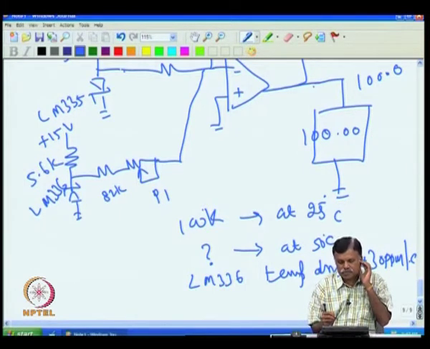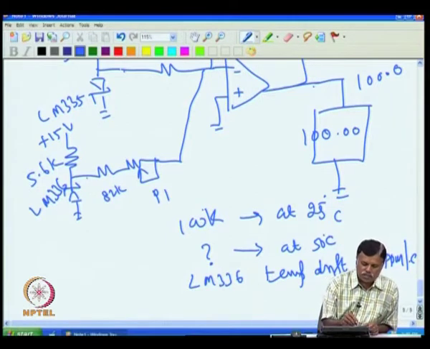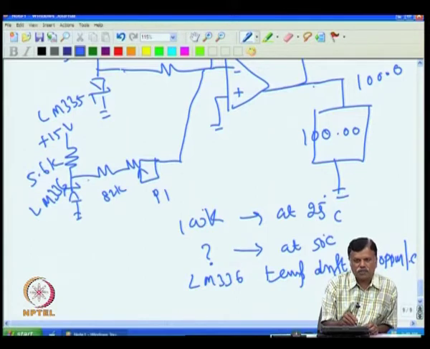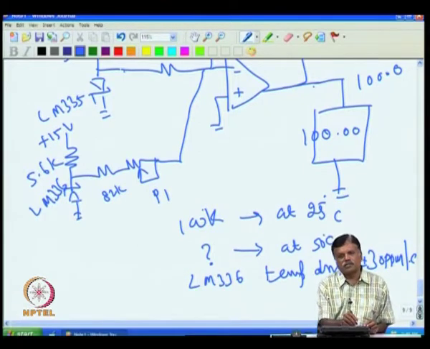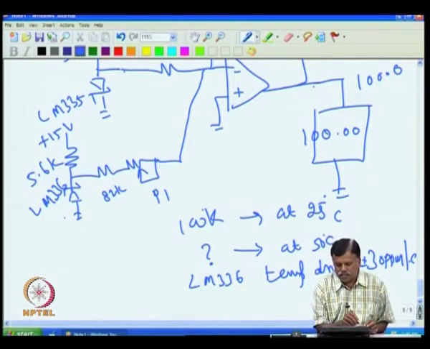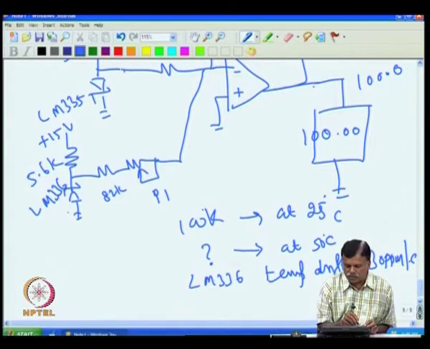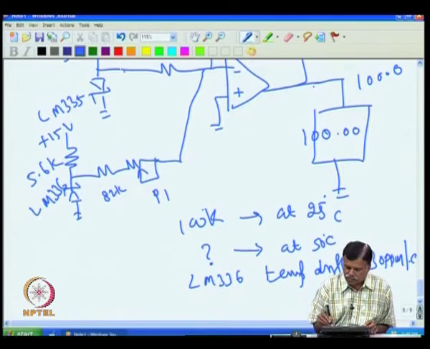That means in some sensors that voltage may increase with temperature, while for the same LM336 in some other piece it may decrease with temperature. So, you do not know whether that particular LM336 piece you have used has a positive or negative temperature coefficient. Positive temperature coefficient means it will increase with temperature, negative temperature coefficient means it will decrease with temperature. Now, that is not known.